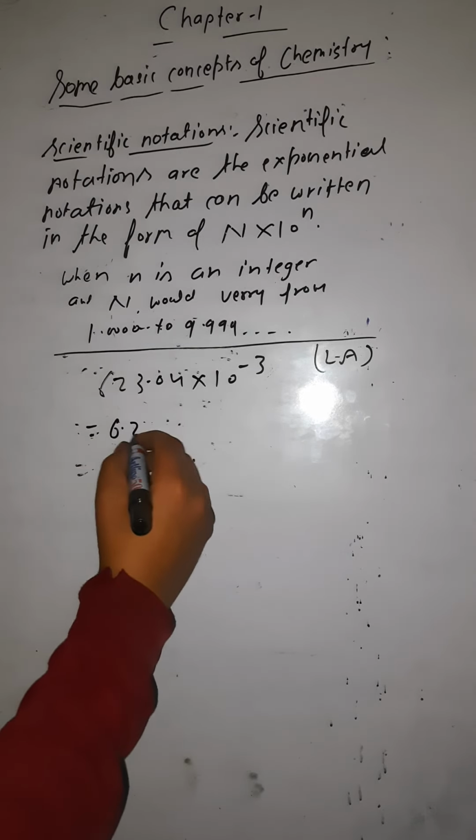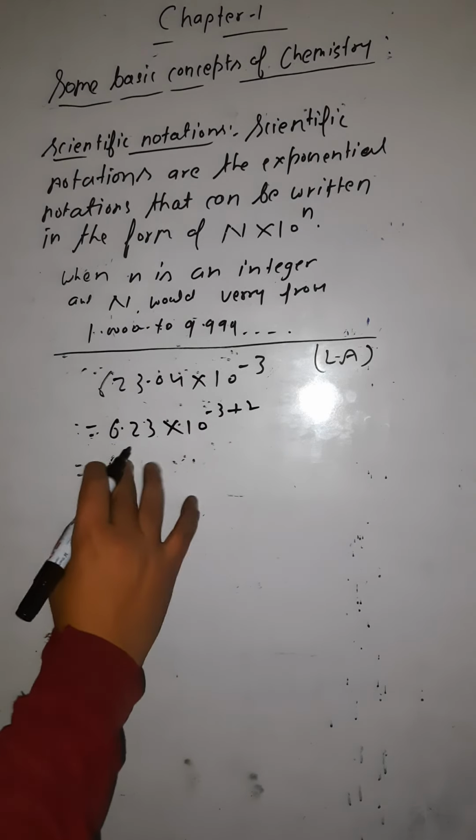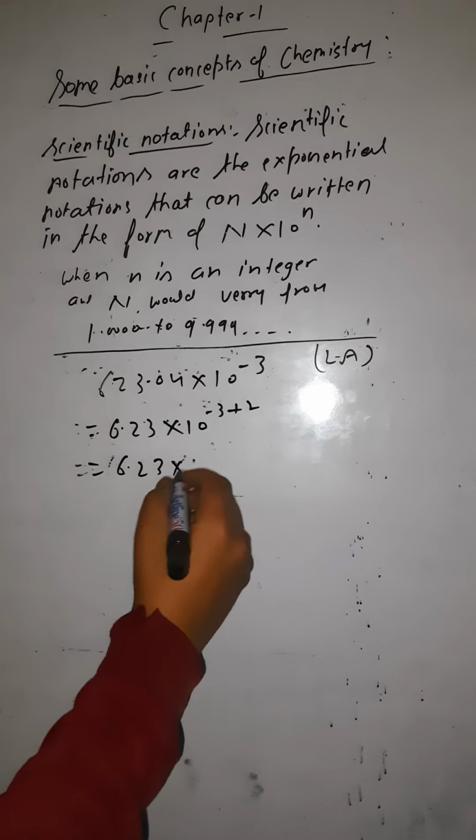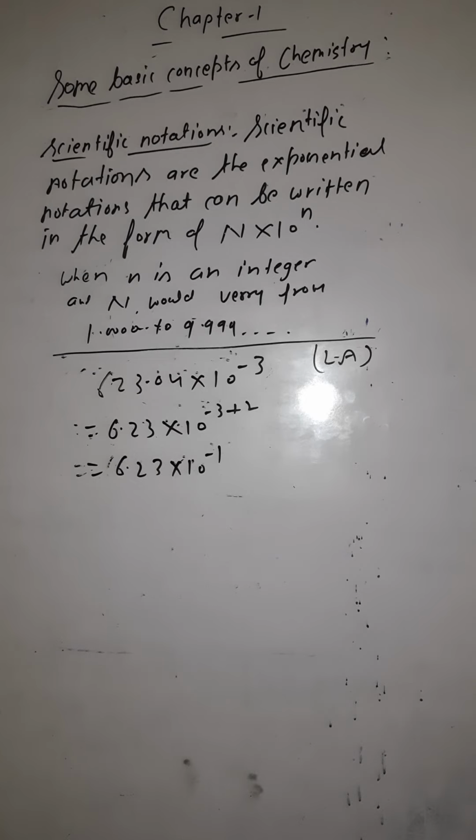So I would write it as 6.23 multiplied 10 to the power minus 3 plus 2. So it can be written as 6.23 multiplied 10 to the power minus 1. So this is how you would shift the decimal. Are you getting this? So this is how you would write in scientific notation. Just note it down. Then after that we will be discussing significant figures.